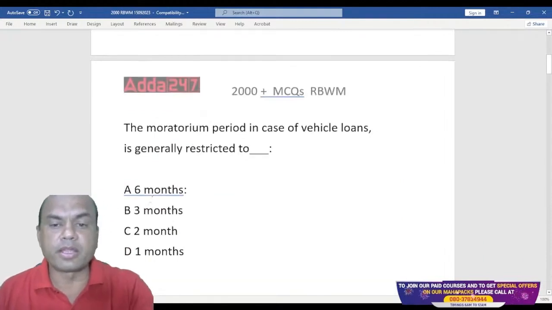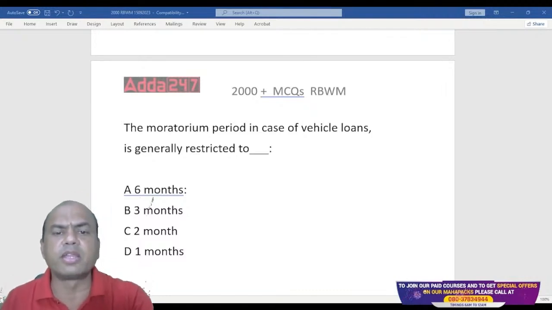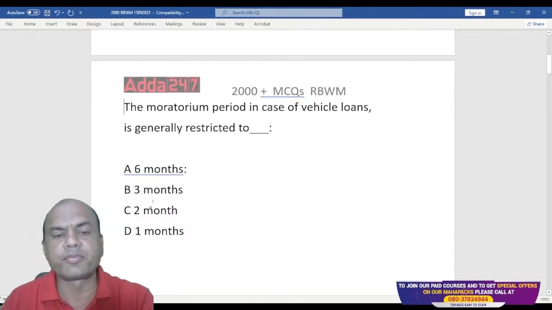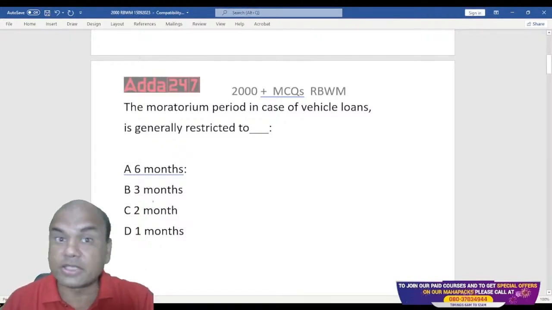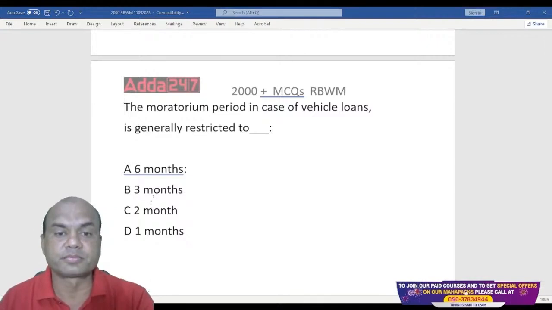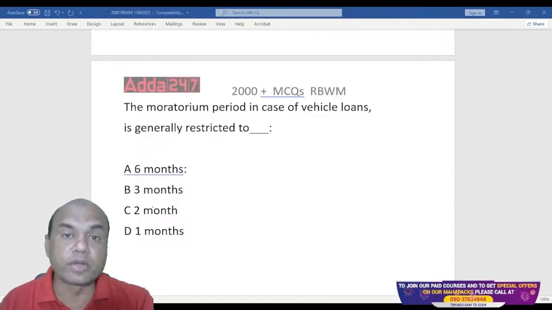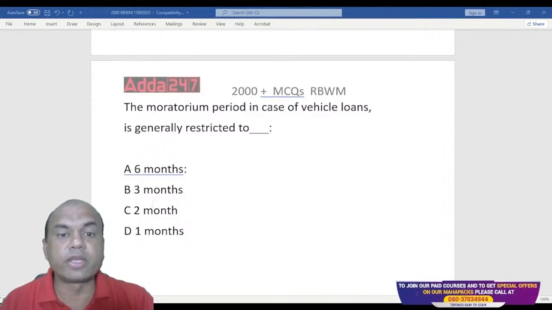The moratorium period in case of vehicle loans is generally considered as what? What is the moratorium? Let me take it one by one. In home loans, what is the moratorium period? Everyone, type in the comment section. In home loans, the moratorium period is generally 18 months, correct, for new construction. In old houses, no moratorium. Directly disburse the full amount and take it. Okay, that's it. So, what is it in the case of vehicle loans now?